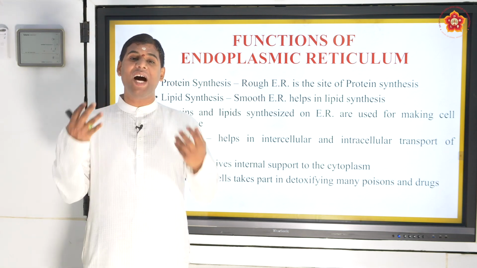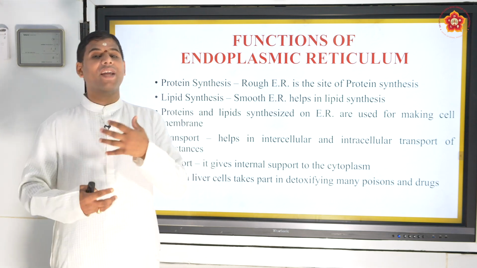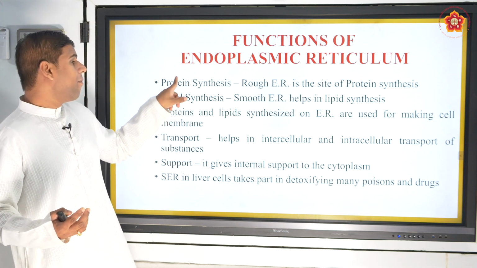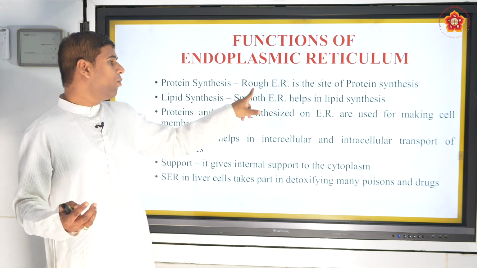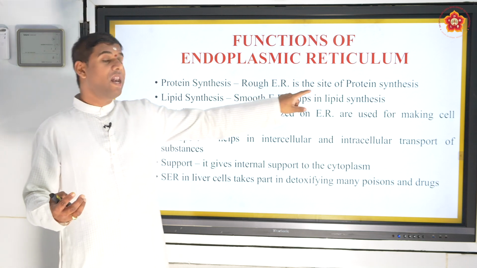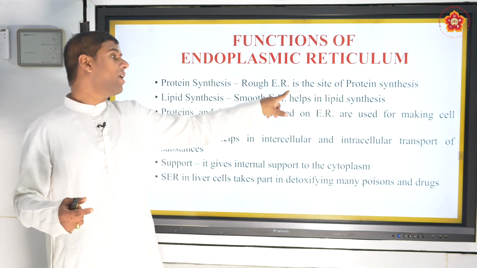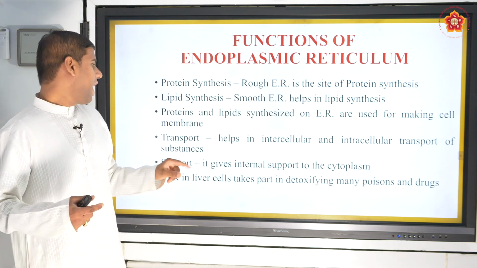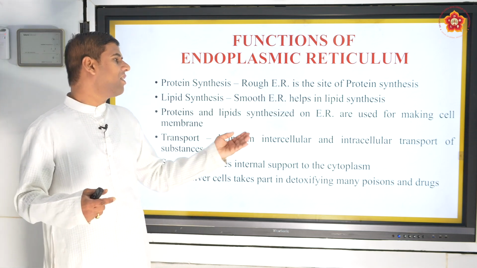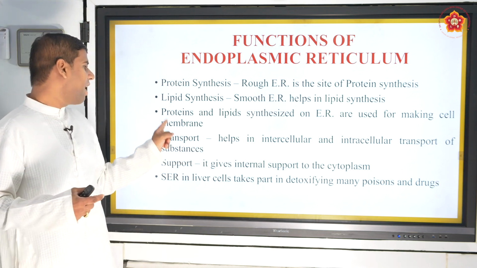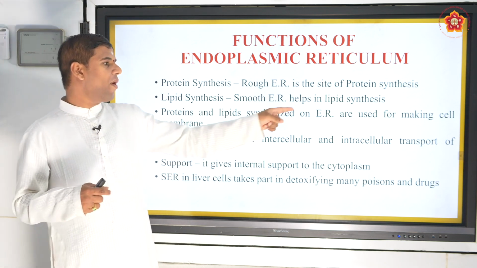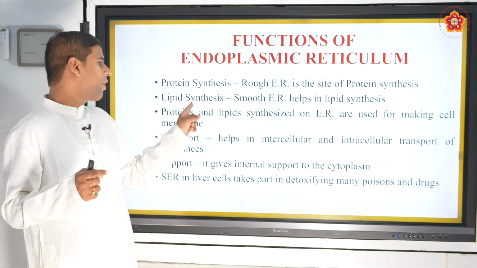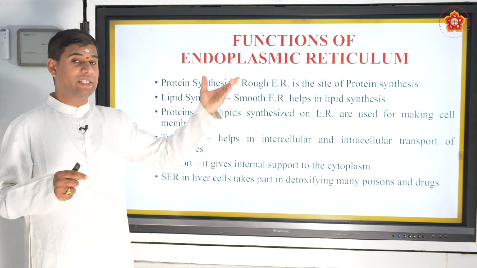These proteins are synthesized, and they are given to the next one. And lipid synthesis. What is lipid synthesis? Formation of lipids. Smooth endoplasmic reticulum helps in lipid synthesis. Rough endoplasmic reticulum helps in protein synthesis. Two important parts. Proteins and lipids are synthesized and used for making the cell membrane. So the cell membrane is basically made by these proteins and lipids, as we saw in our previous classes.